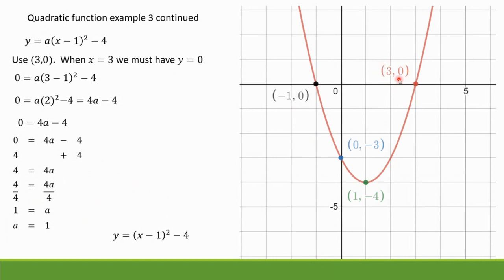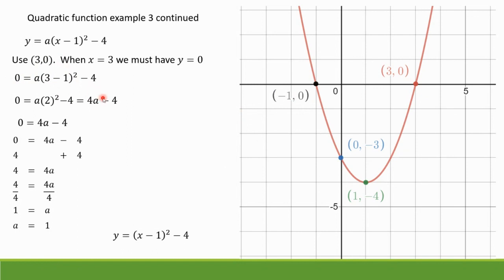But what is this saying? This is saying when x is 3, y must be 0. Or f of 3, in other words, has to be 0. Remember, any point on the graph is of the form x comma f of x. I've said that before. It's in the notes from before, earlier in the course. But anyway, when x is 3, the output has to be 0. Okay? So we have 0 equals a times 3 minus 1 squared, excuse me, minus 4.